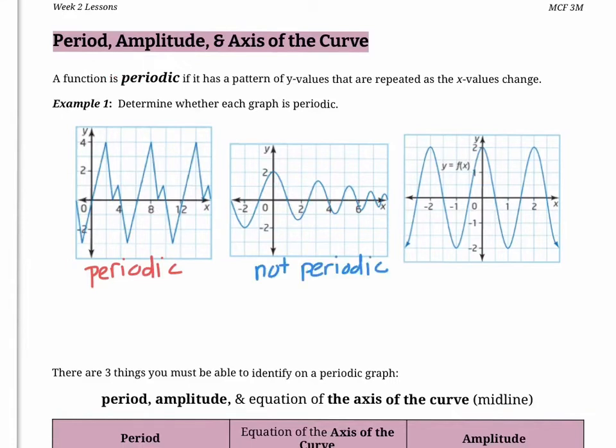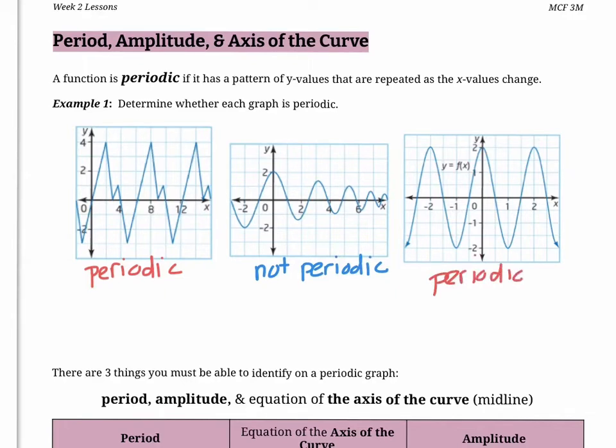And how about this guy here? This guy looks like the Ferris wheel, except opposite, where the person's starting at the top of the Ferris wheel and going down. So is this guy periodic? Is there a pattern that's repeating over and over again in the y values? Well, it depends on where you see the pattern. Do you see it starting from here? Let's check. Here's one pattern, and here's the exact same pattern again, and the exact same pattern again. So this one is periodic.